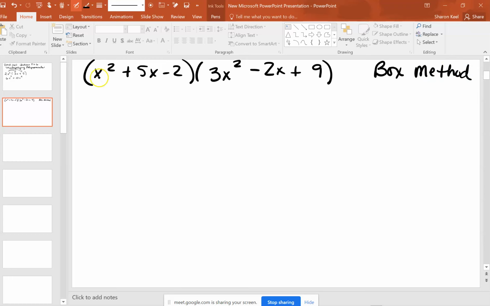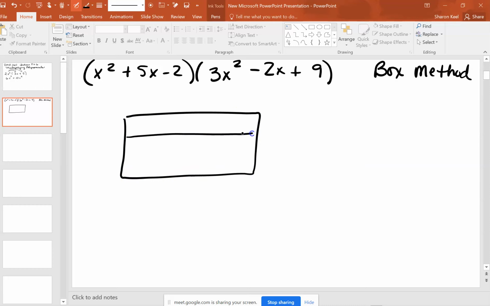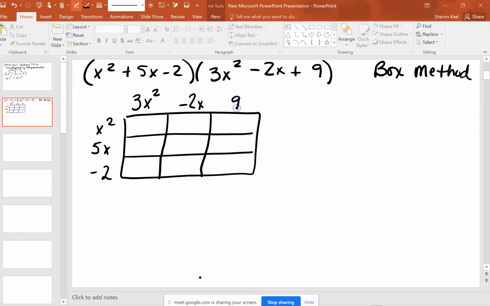With the box method, I have 1, 2, 3 terms times 1, 2, 3 terms. So I'll draw myself a box where I have a 3 by 3, 3 by 3. So this one here, I'm going to put on the side x squared, 5x, and negative 2. And then on the top, I'm going to put my 3x squared, my negative 2x, and my 9. What you do with the box method is you are going to multiply the 2 that form the box.